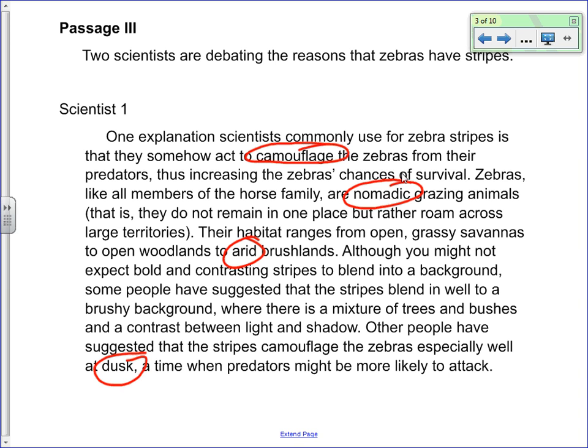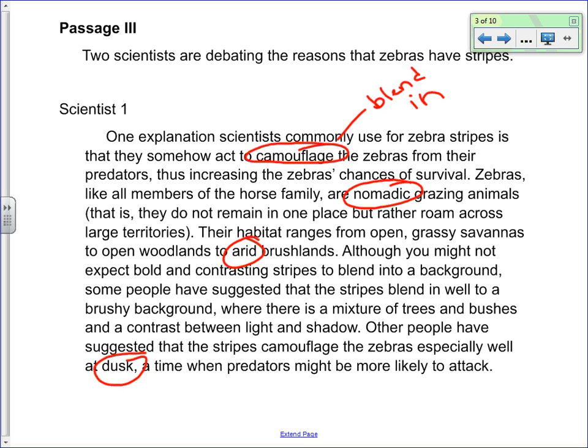First one, camouflage. Can anyone tell us what that word means? To blend in. Yeah, to blend in. So it wasn't defined anywhere in here, and this is just one of those words that's good to know going into the ACT. It does come up quite a bit when we're talking about animals. Camouflage means to blend in.